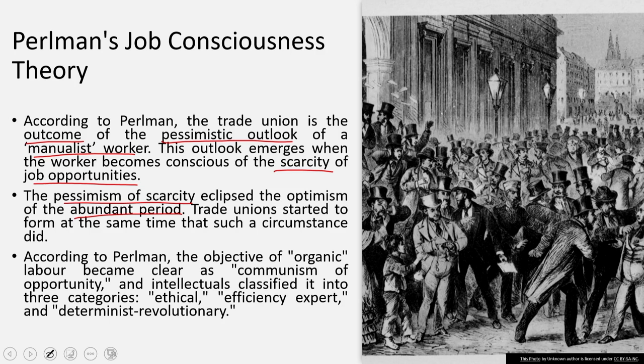So according to Perlman, the objective of organic labor became clear as communism of opportunity. Please do understand, he has termed it as communism of opportunity, and intellectuals classified it into three categories: one is ethical, second is efficiency expert, and the third is determinist revolutionary. So in Perlman's theory, he is looking more into the negative side of the proletariat by underscoring the pessimism of scarcity, categorized mainly as ethical, efficiency expert, and determinist revolutionary.